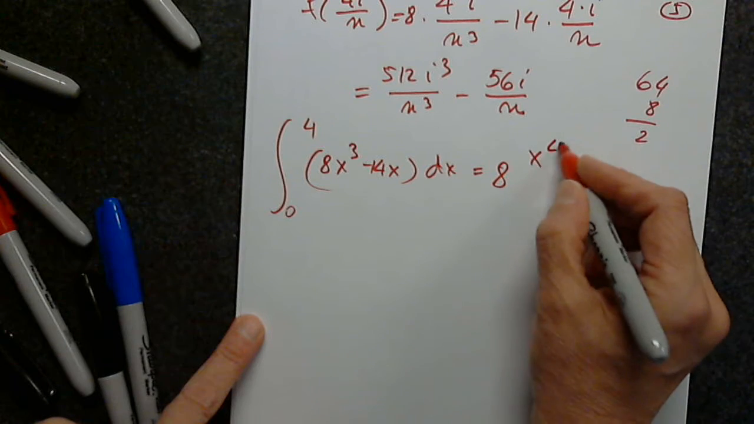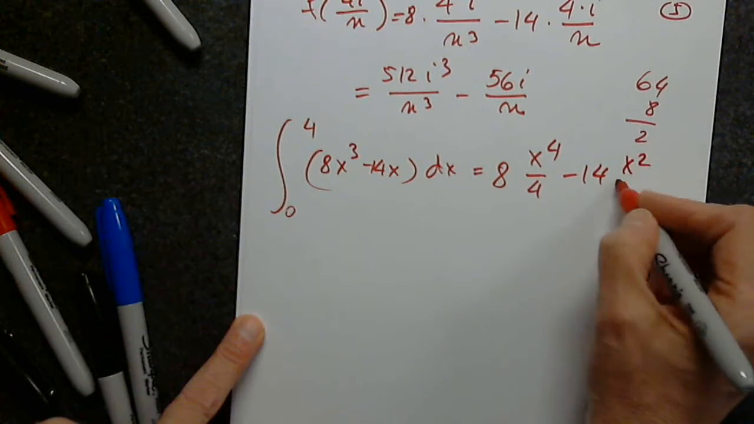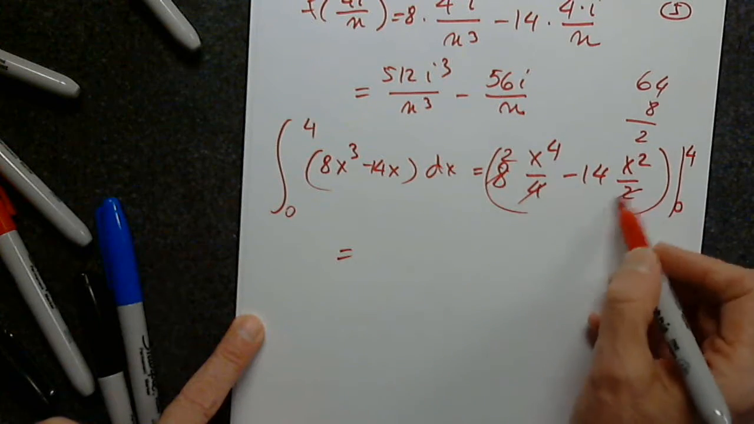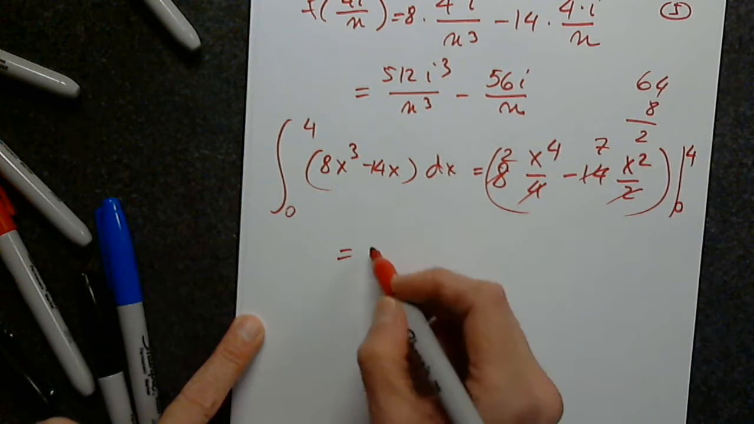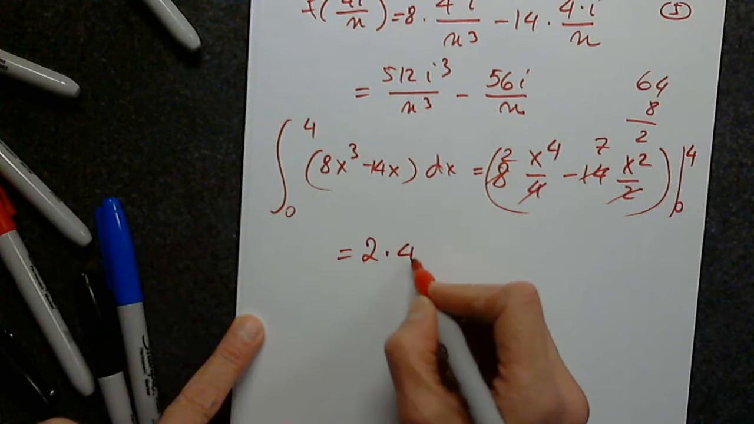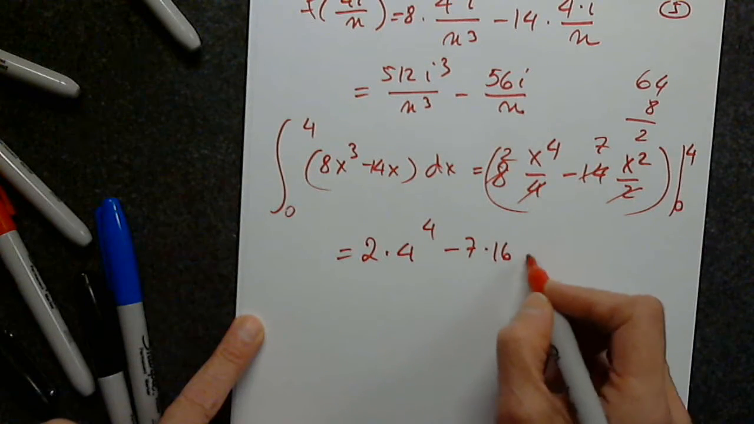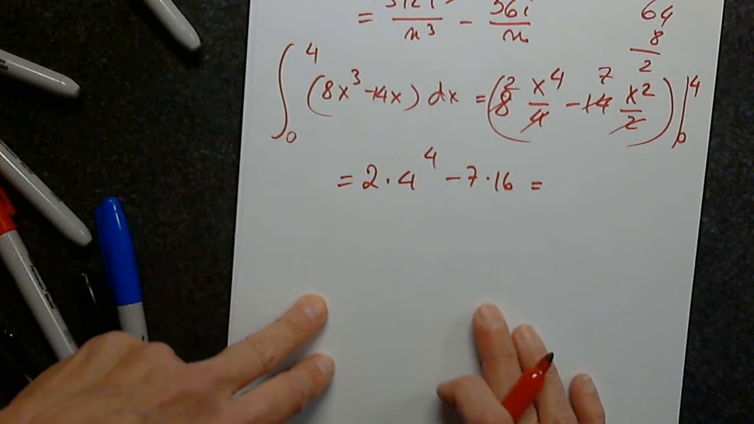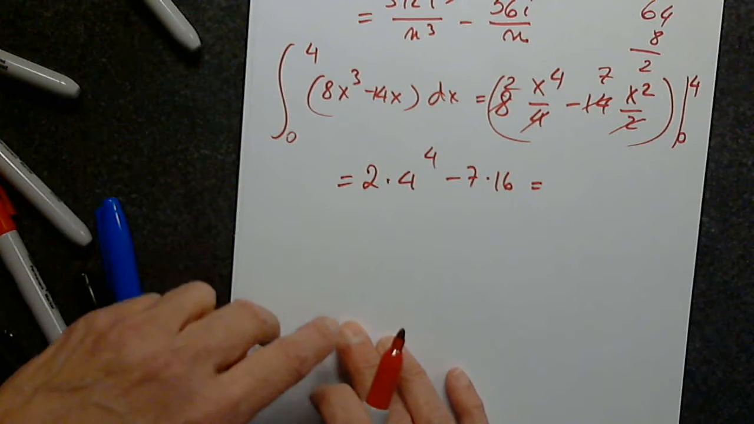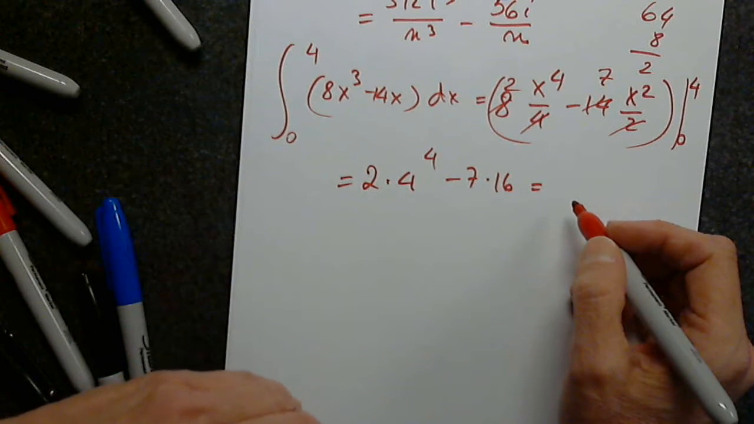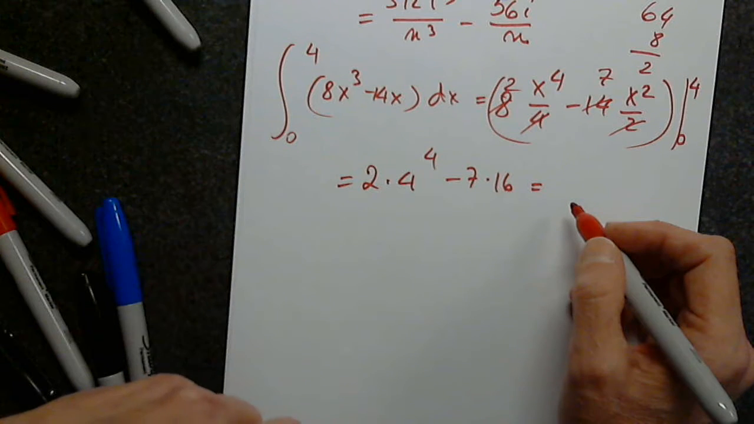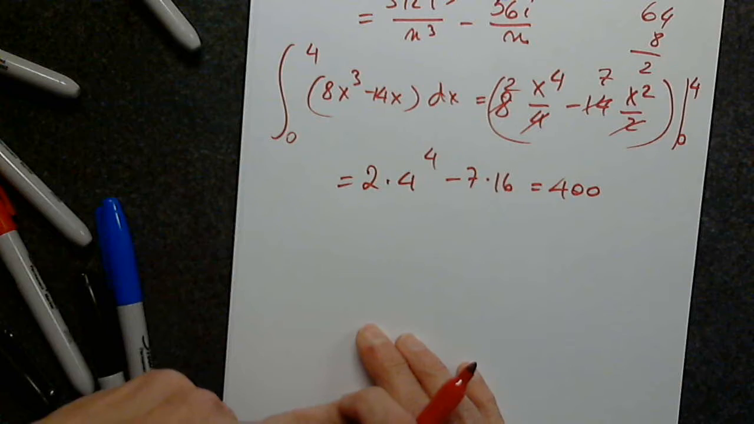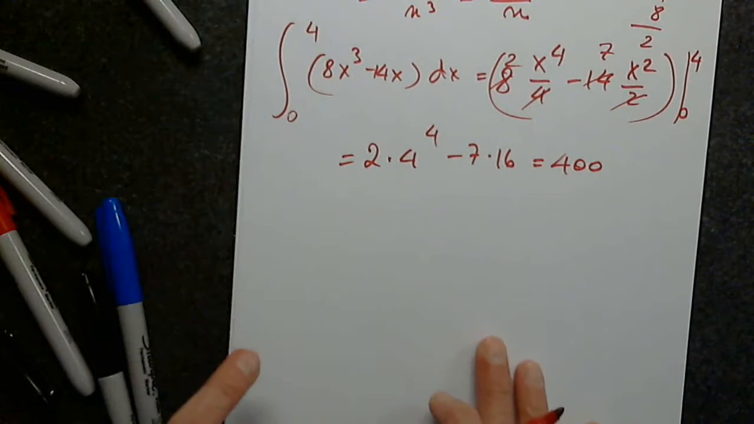So this is 8x to the 4 over 4 minus 14x squared over 2, from 0 to 4. So I'm only plugging in 4: 2 multiplied by 4 to the 4th power minus 7 times 16. Good function, good interval. Good, so I know what to expect.